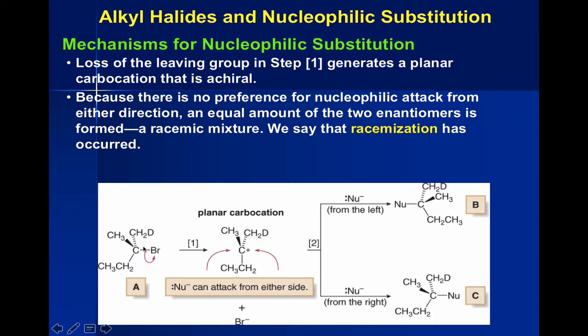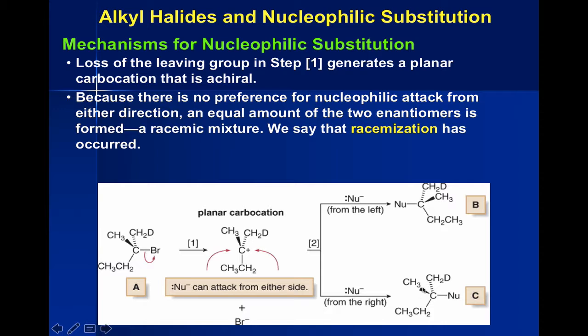So you would start off with a very expensive chiral starting material, and you would end up with a very cheap product, and you would lose your job if you were actually trying to do chemistry like this in industry, because starting with expensive starting materials and producing cheap products is not a great way to make a profit. So this is a process that actually racemizes that chiral center.